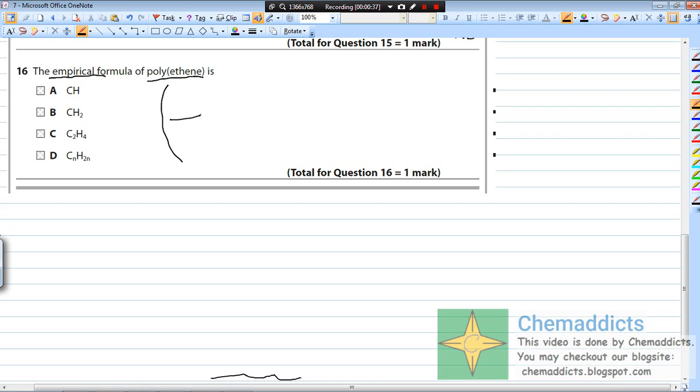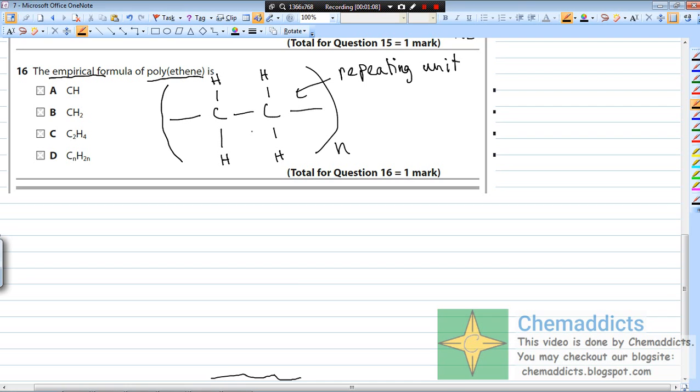So the structural formula for this polythene is this. So this is the structural formula of this polythene. Here is the repeating unit. This is the repeating unit of this polymer. Since this has been repeated, this is the repeating unit.